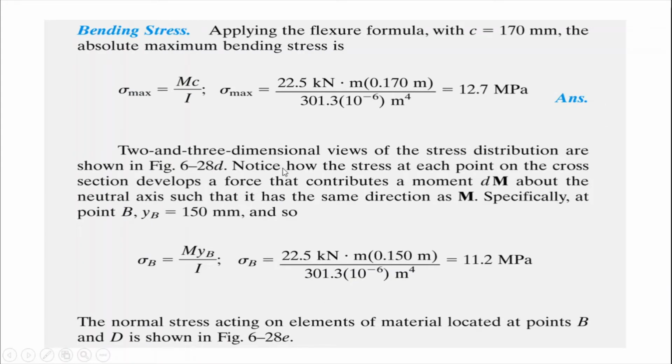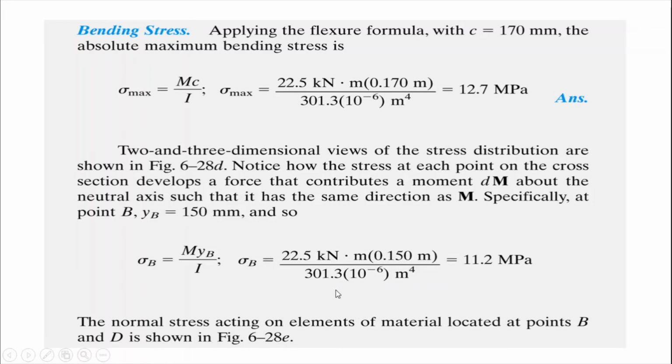Similarly, for bending stress, applying the flexural formula with the centroid distance equal to 170 mm, the absolute maximum bending stress sigma max is equal to 12.7 megapascal. 2 and 3 dimensional views of the stress distribution are shown. Next slide. Notice how the stress at each point on the cross section develops a force that contributes to the moment. Specifically at point B, y B is equal to 150 mm, so sigma B will be equal to 11.2 megapascal at a distance of 150 mm.